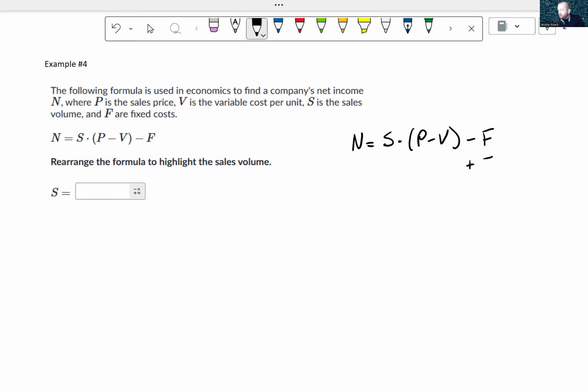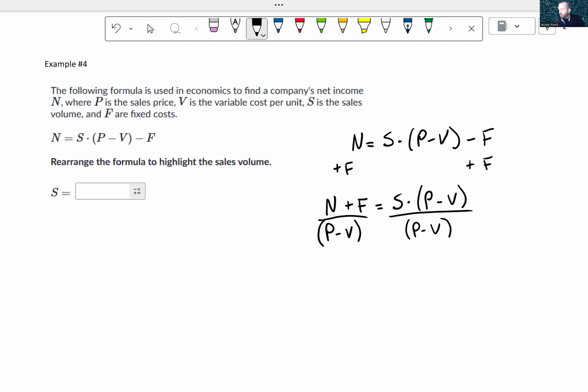So we can add F to both sides. We get N plus F equals S times the quantity P minus V. Now you could do the distributive property, but if you did that, you would be going in the wrong direction to solve for what S is, because we already have one S over here. It's being multiplied by P minus V, and we can treat this P minus V as a single term. So it's two terms in parentheses, but if you treat it as a single term, you can divide by P minus V with parentheses.